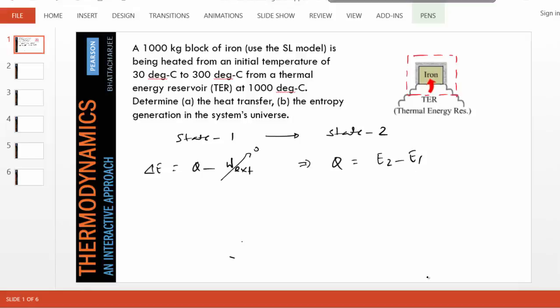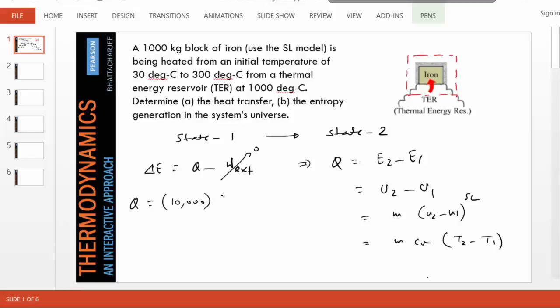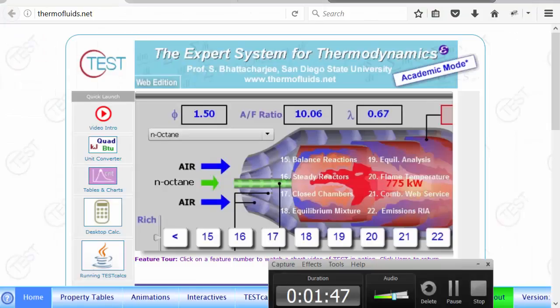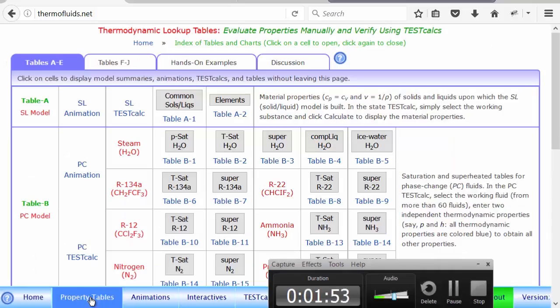And of course, we neglect KE and PE, kinetic and potential energy, which is kind of obvious, there is no change in KE and PE in this problem. So the problem becomes m times (u2 minus u1). And if I use the SL model for that, then it becomes m C_V (T2 minus T1). So now, if I substitute the values given, 10,000, and the C_V value, we go to TEST and go for the property tables, common solids and liquids.